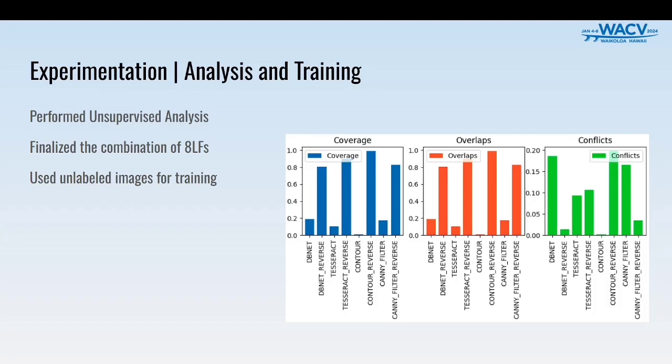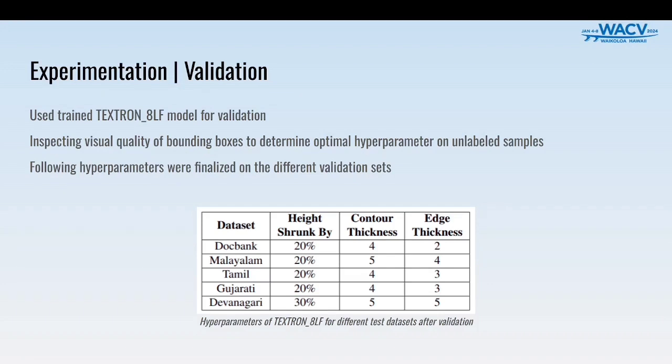And we then use the training set of unlabeled images for tuning the parameters for Textron. The validation sets are used to fine tune the hyperparameters like the width shrinkage, the contour thickness, the edge thickness, and so on. And we have determined a few hyperparameters that have been optimal for certain kinds of languages and modalities. We use these on the unseen test sets to report the precision, recall, and F1 score of Textron.